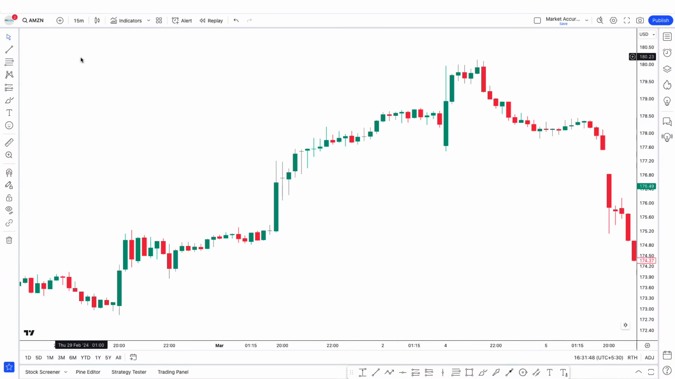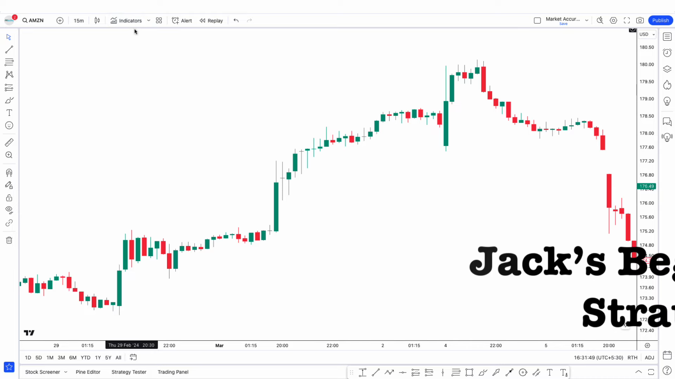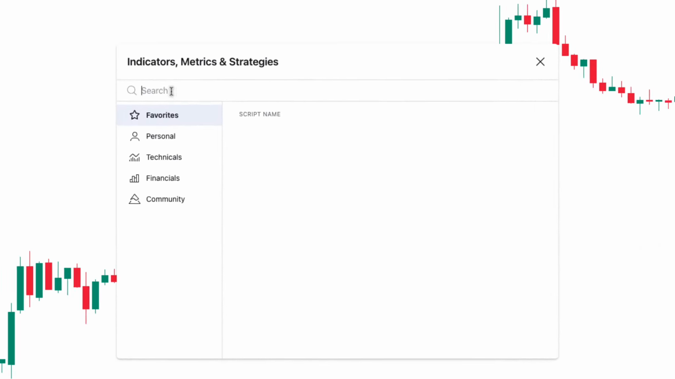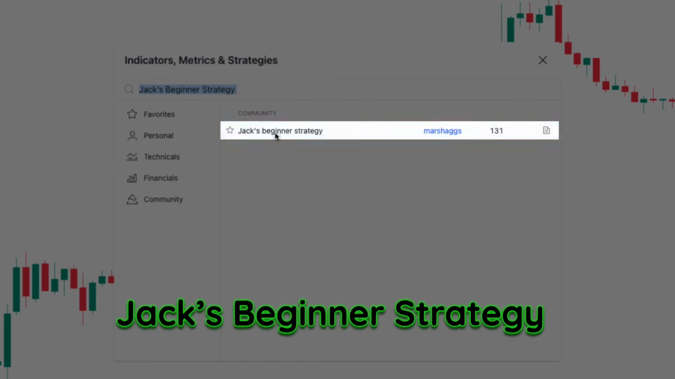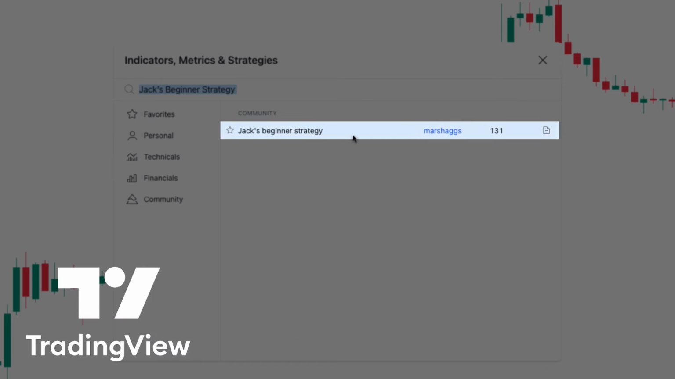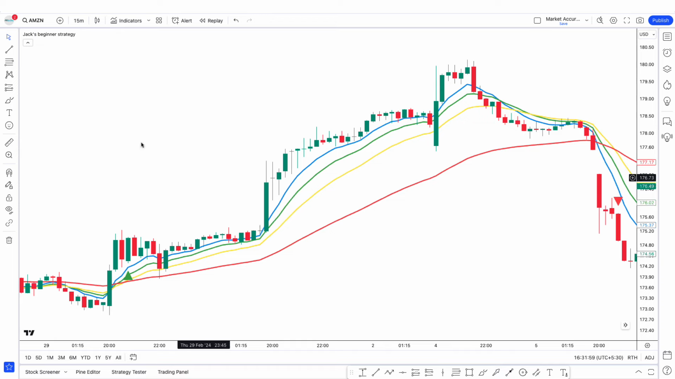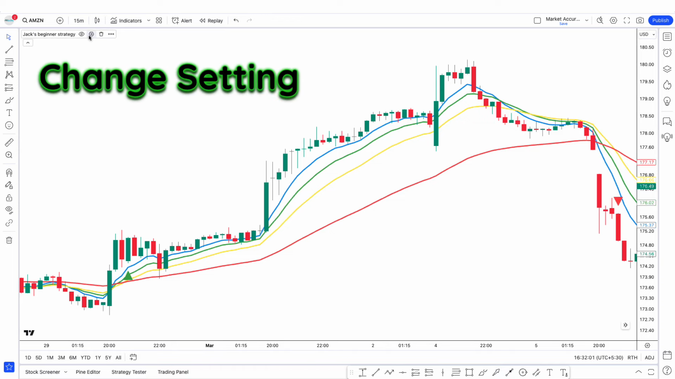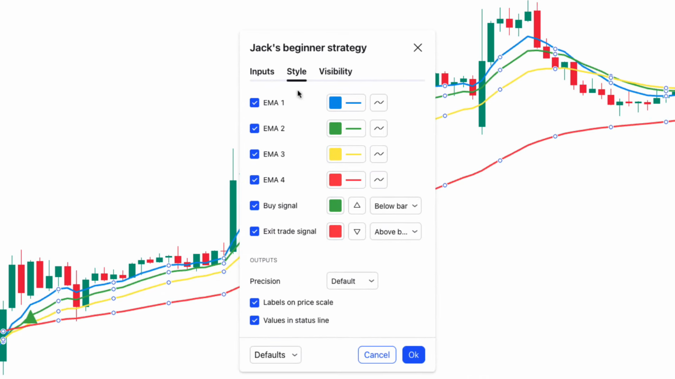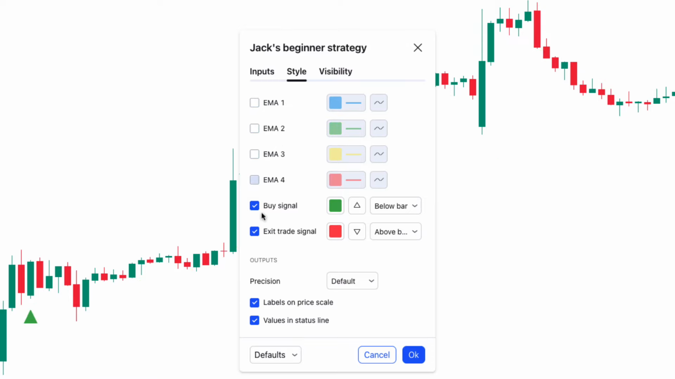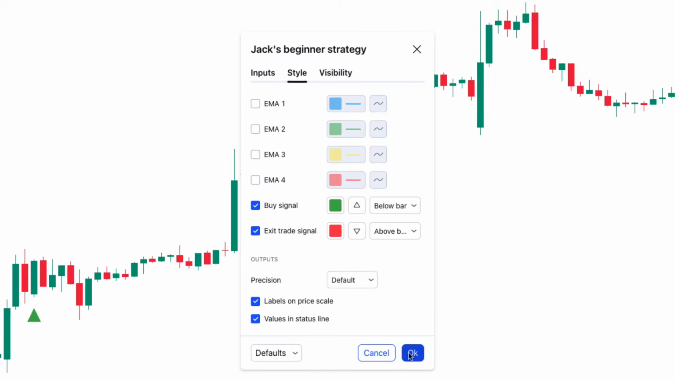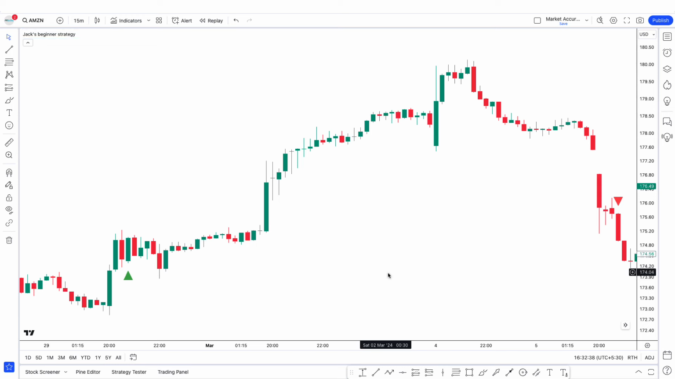We'll begin by introducing the first essential component of our strategy, the Jack's Beginner Strategy. First of all, we will search the Jack's Beginner Strategy in the search box of TradingView. After that, we select the Jack's Beginner Strategy option, Add to Chart, in which we have to change some settings. Now in the Style tab, we have to keep these four options hidden, and here everything is fine. After that, click OK.